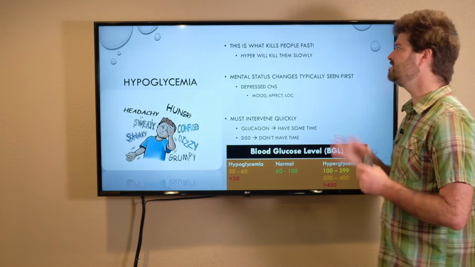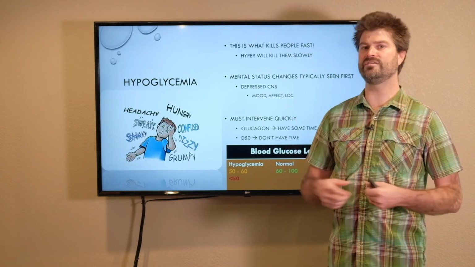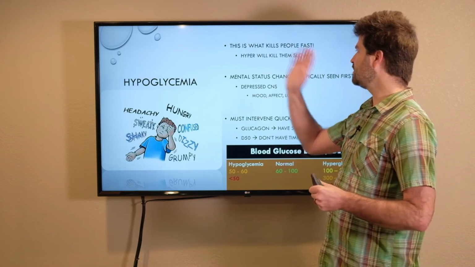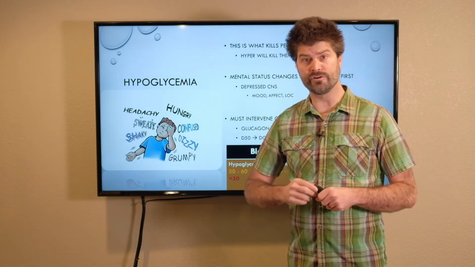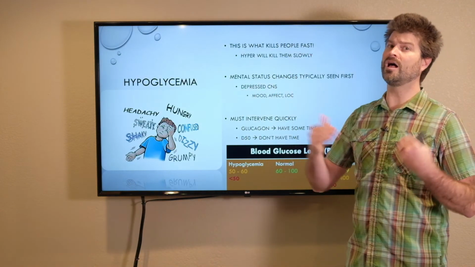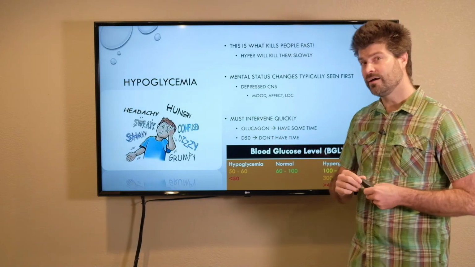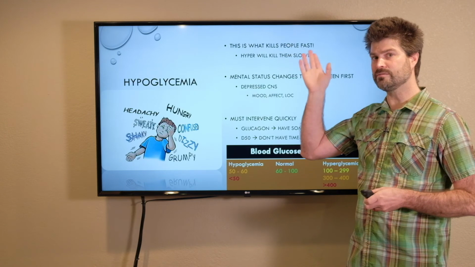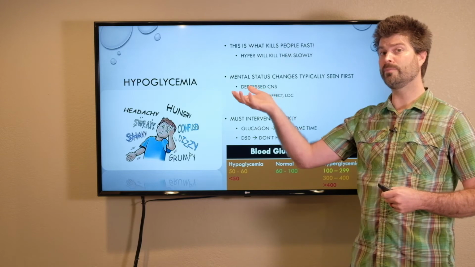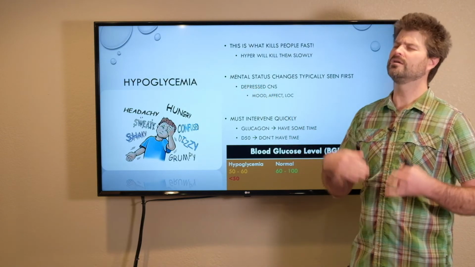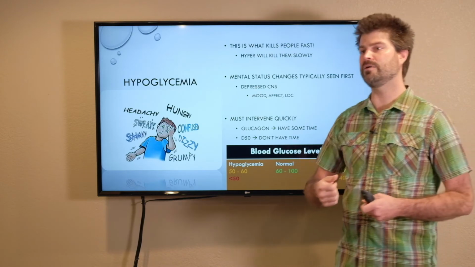And let's talk about hypoglycemia for just a hot second here, because hypoglycemia is the scary thing that happens to diabetics. It is what kills them fast. Hyperglycemia is still really harmful to patients, but usually it takes a lot longer for patients to have a very negative outcome of hyperglycemia than hypoglycemia. We have a lot more chances to intervene with hyperglycemia than we do with hypoglycemia.